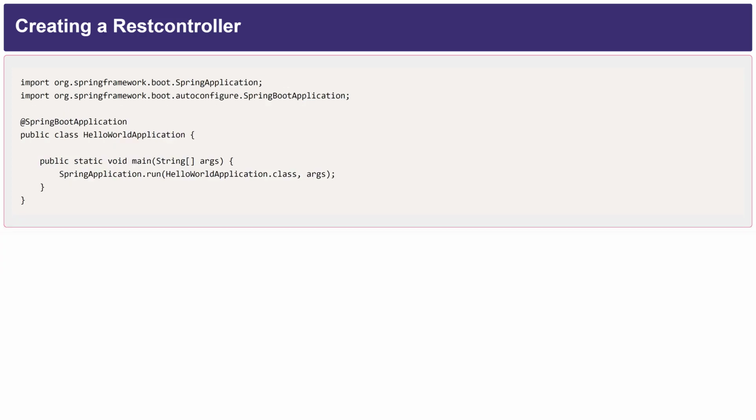This code snippet is another part of the example. Here, we have a main class called HelloWorldApplication that is annotated with @SpringBootApplication. This annotation enables auto-configuration and component scanning. The main method calls SpringApplication.run, which starts the Spring Boot application. It takes the HelloWorldApplication class as the argument, along with any command line arguments.